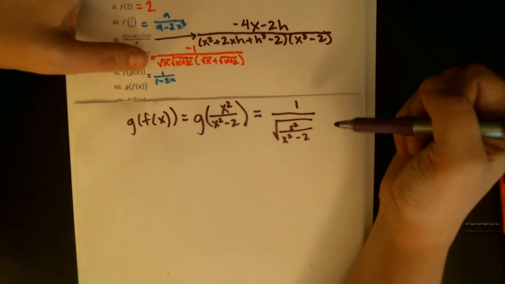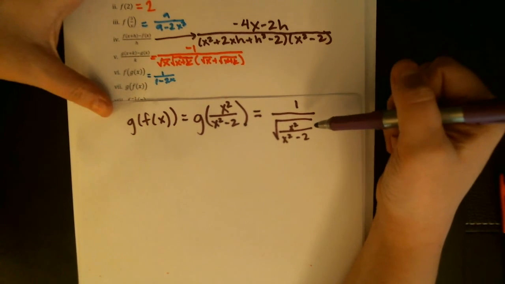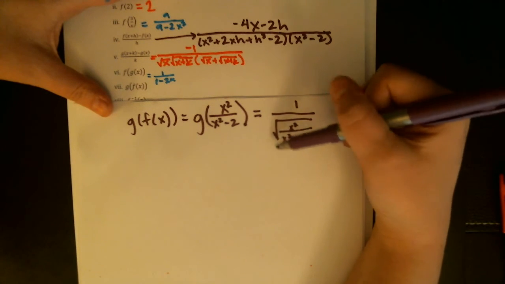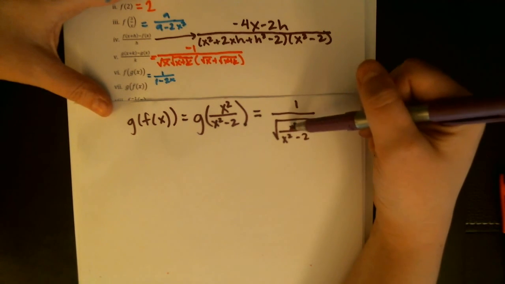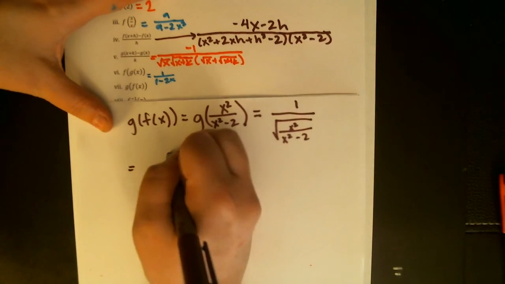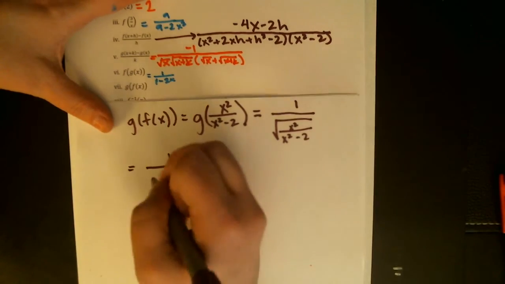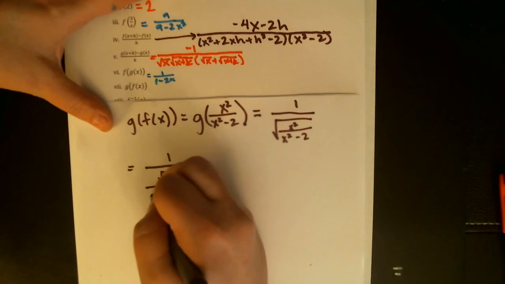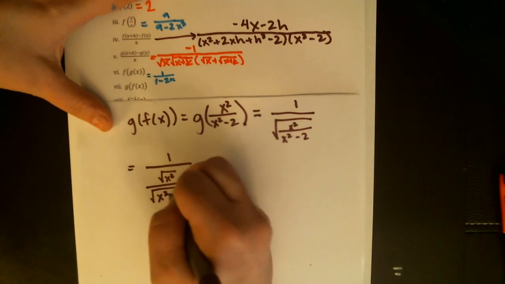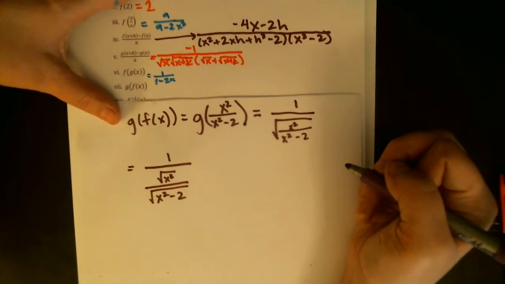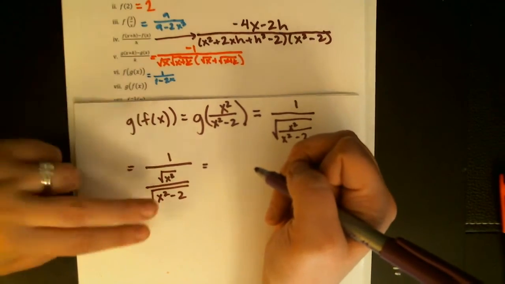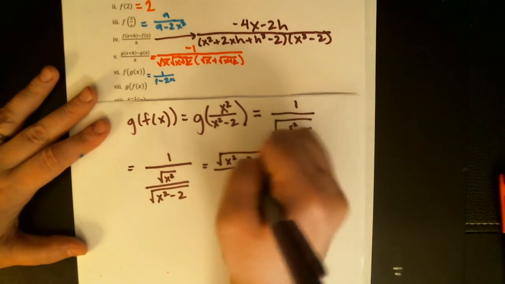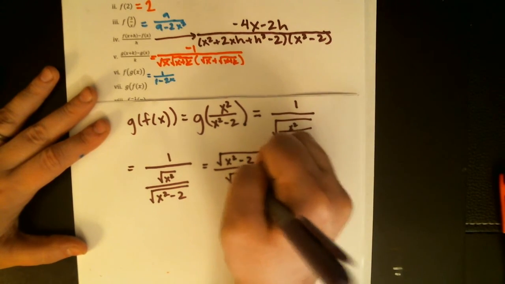Okay, so the simplification here is actually not as bad as it might look. We want to flip and multiply, but that could be kind of confusing with the root, so maybe a good idea is to split the root up first. It's always legal to split roots over multiplication or division. We're going to get the square root of x squared over the square root of x squared minus 2. And then when we flip and multiply, we'll get 1 times the reciprocal, so we get the square root of x squared minus 2 over the square root of x squared.